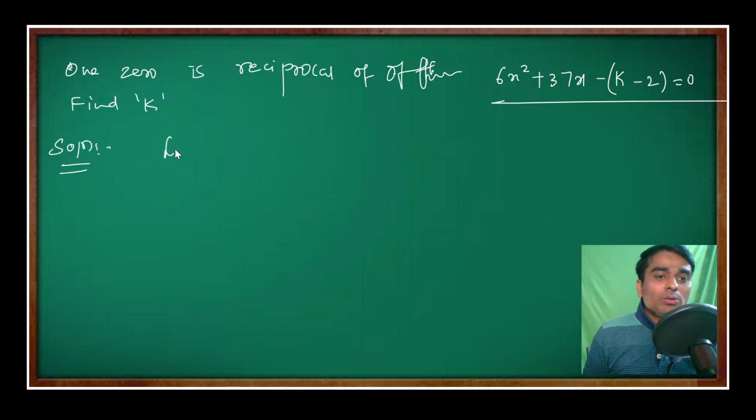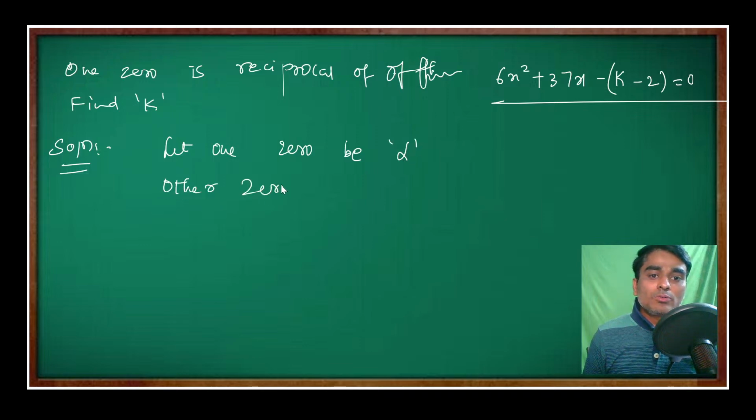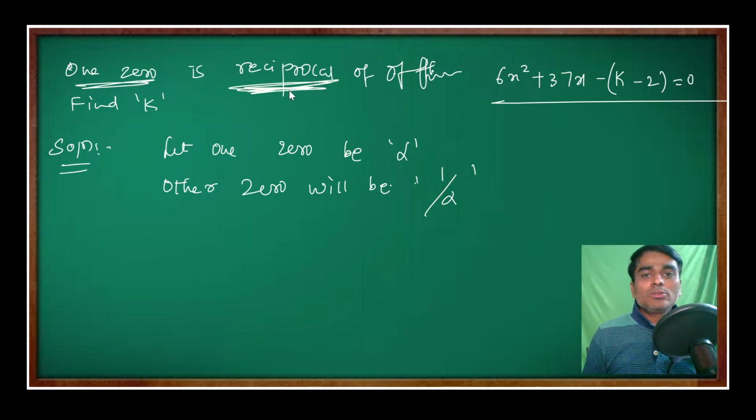Simply you will write, let one zero be. See the presentation, look at that only. It may take time, but learn that art. Let one zero be alpha, and the other zero will be 1 by alpha, because they give reciprocal. One zero is the reciprocal of the other, so 1 by alpha.